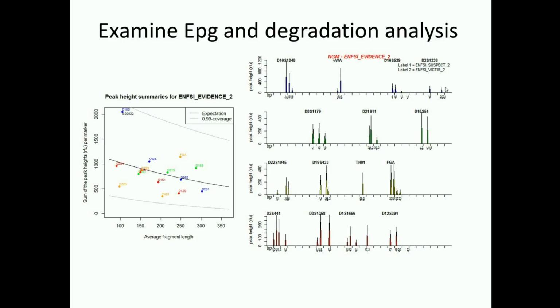the prosecution hypothesis. And over here we have the degradation analysis, so you can see that there is a reduction in the peak height relative to the average fragment length, and this leads us to believe that there may be some degradation in this profile.